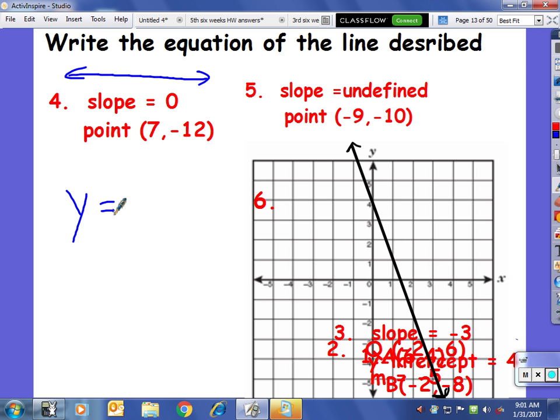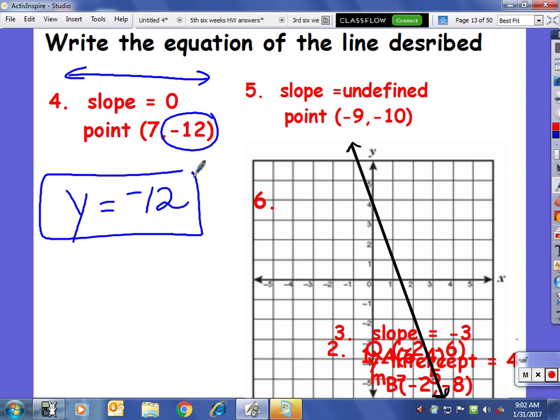Now, all horizontal lines are y equals just a number. We don't have to put the x in there because slope is 0, and 0 times x will cancel it out. And all you need to know is one y number. What's one of the y numbers on this line? Negative 12. So guess what they all are? Negative 12. So the equation of that line is y equals negative 12.